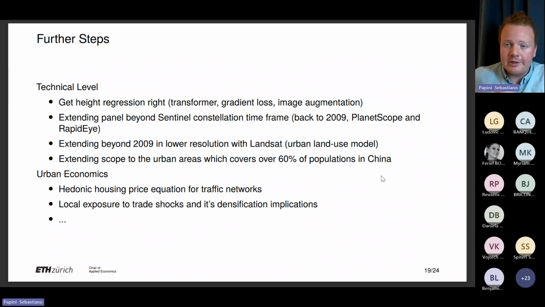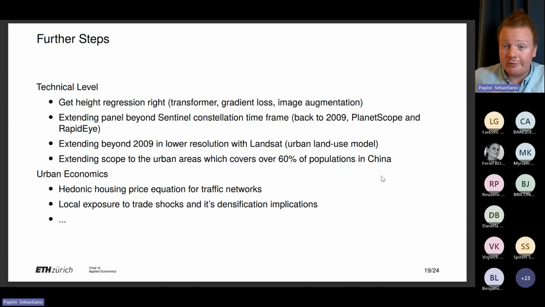Then we want to go further back. Sentinel is a great resource, but it has the major drawback that Sentinel-2 only went to space in 2017. And for us, we really want to go back to 2000 to really see this whole development of these Chinese cities.